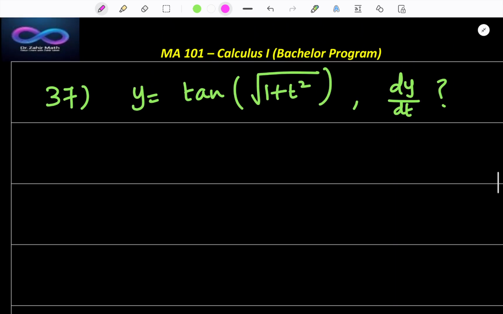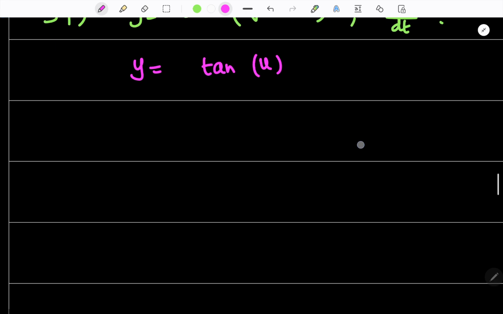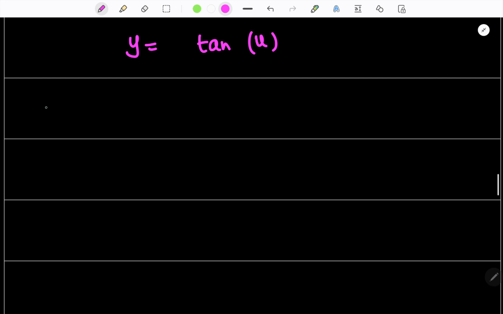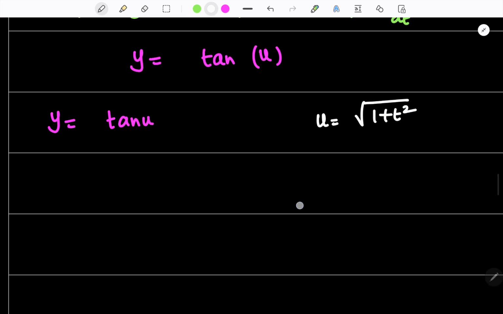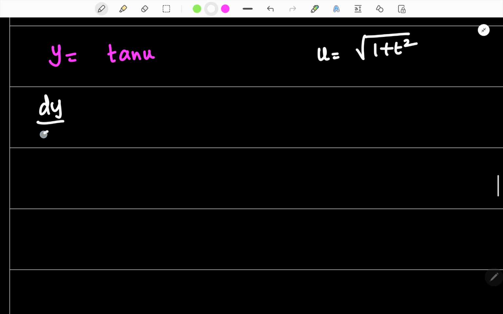Wow, nice question. Next is tan. Right, let's start this question. Now I'm going to call y equals tan u. So y is equal to tan u, and what is your u? u is equal to the square root of 1 plus t square, right? So dy divided by du is what? The derivative of tan u. What is the rule? Secant square u. You have to memorize it and keep it in your mind. The tan derivative is this, okay?